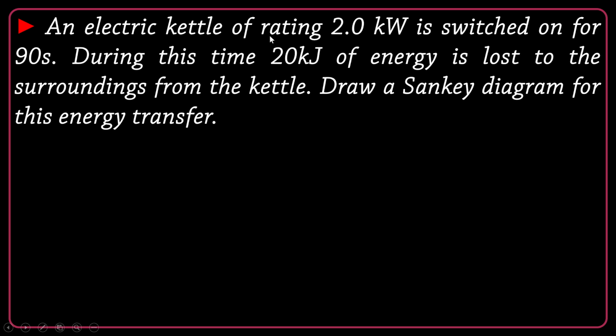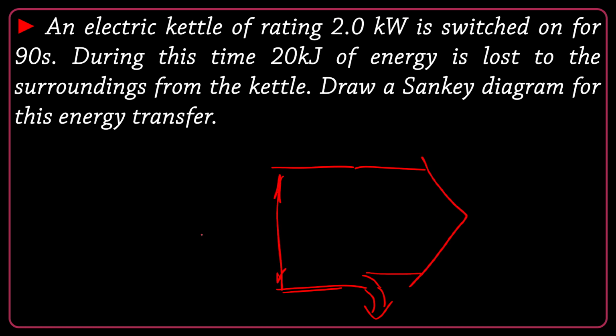An electric kettle of rating 2 kilowatt is switched on for 90 seconds. During this time, 20 kilojoules of energy is lost to the surroundings from the kettle. Draw a Sankey diagram for this energy transfer. Okay, here we must have a total energy in, some degraded energy, and part of that as the useful energy. Let's draw it. Here I have the total energy in. This is the energy in.